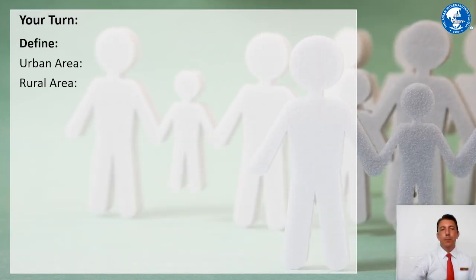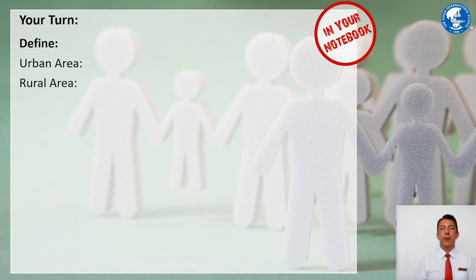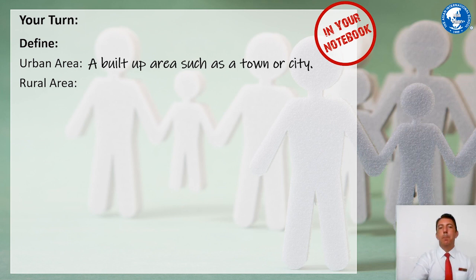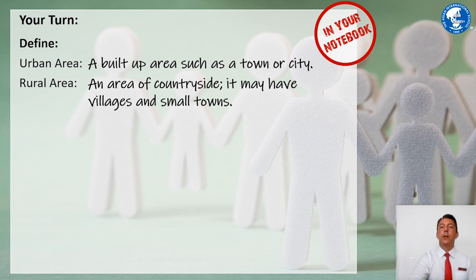So in your notebook, I want you to define an urban area and a rural area. So an urban area is a built-up area such as a town or a city. And a rural area is an area of countryside. It may have villages and small towns.